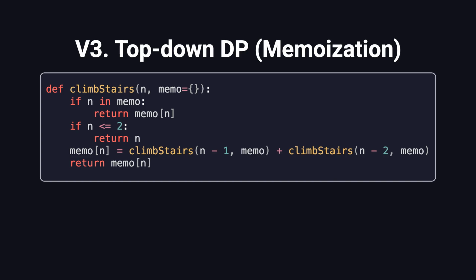To fix this, we can use a technique called memoization, also known as top-down dynamic programming. We still use recursion, but we store the results of each subproblem after we compute them. Next time we need the same result, we just return it from memory instead of recalculating it. This gives us the same performance as the bottom-up approach. The time complexity becomes O(n), and we still keep the recursive way of thinking. So if you're someone who likes breaking problems down step by step, this method might feel more natural to you.